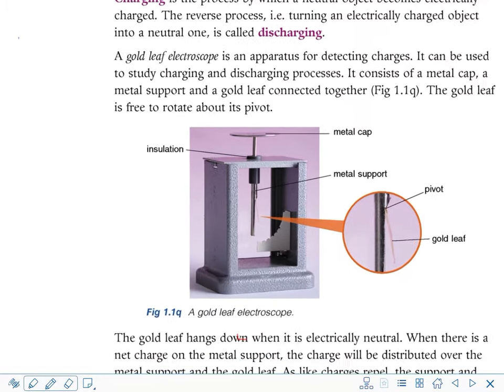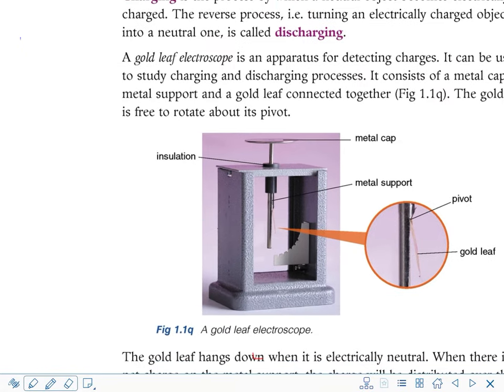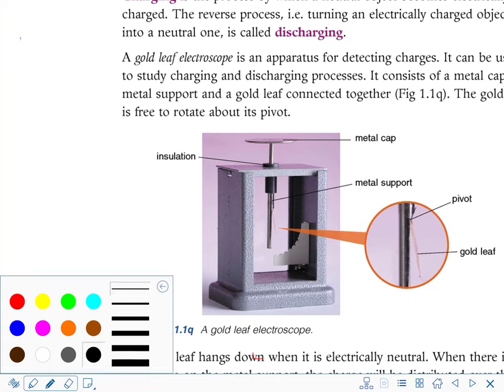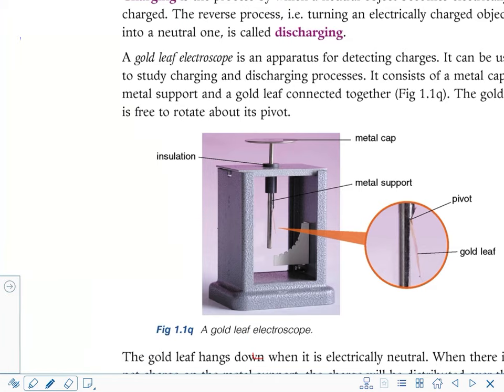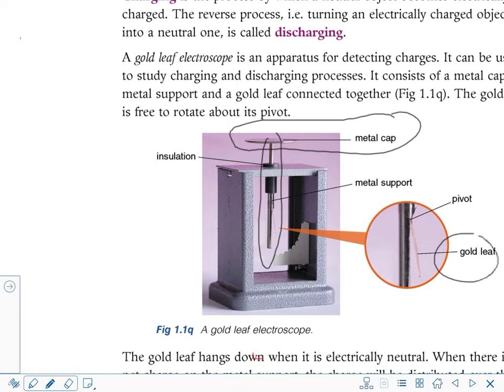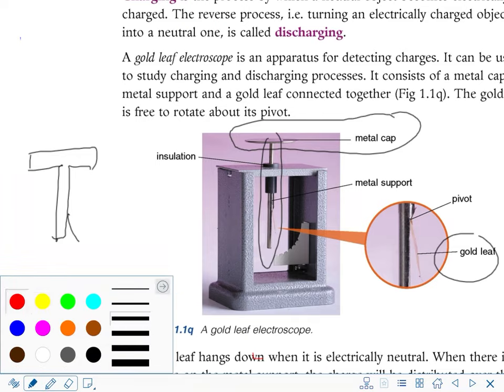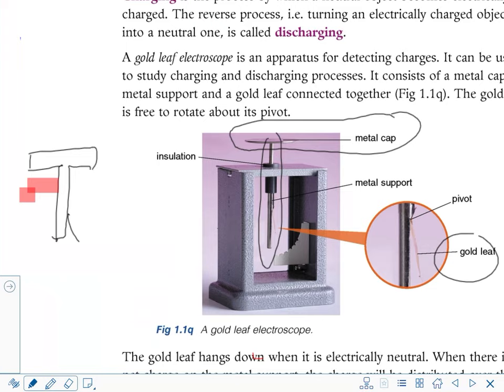Charging and discharging. We will use an electroscope to detect electrostatics. For the electroscope, you see we have metal parts here, and also we have a gold leaf. We may draw it like this. For the remaining part, you can think they are insulator.